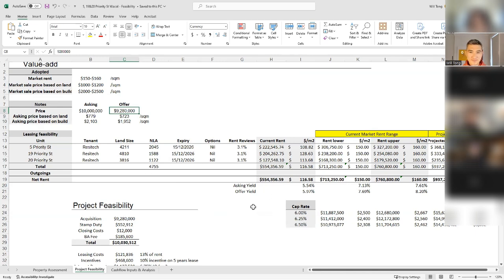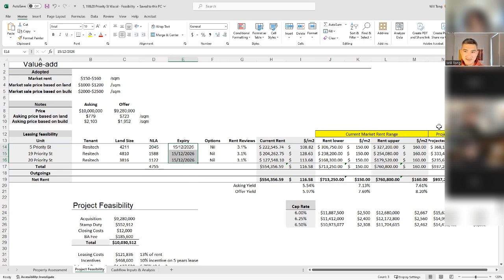So what's the strategy here? How does it work? How do we get the uplift? What can we expect? As you can see, there are 3 buildings, 1 tenant, but the lease expires in December 2026. There are no options. That's the current rent, and this is the current market rent as at 2023.